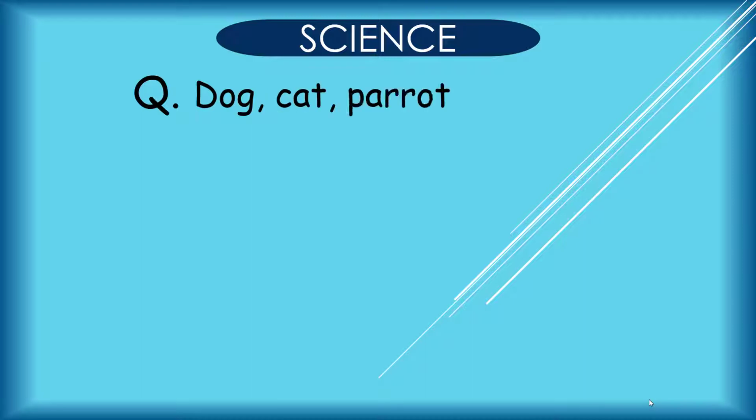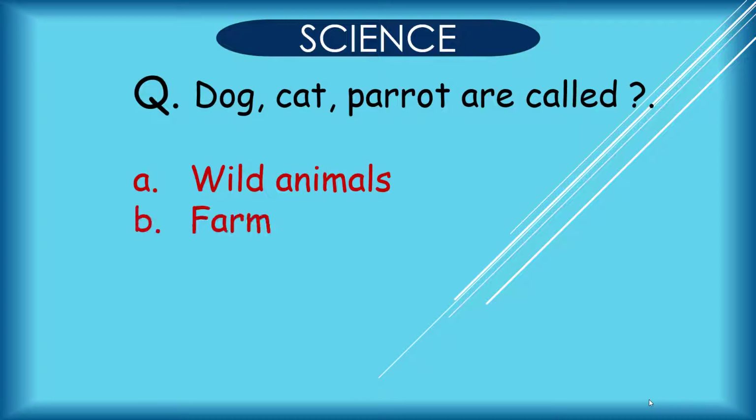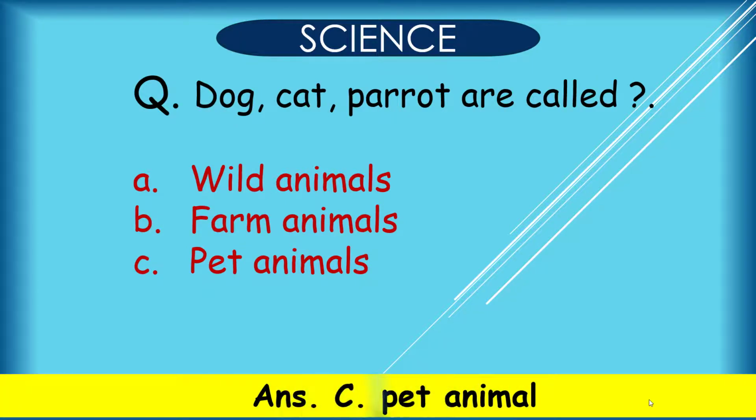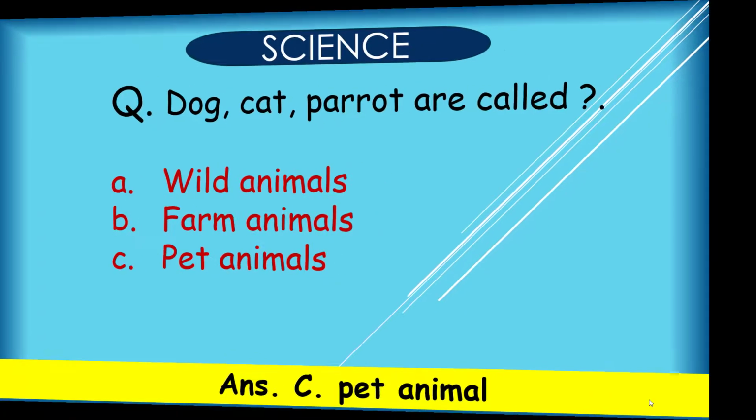Question: Dog, cat, parrot are called A. Wild animals, B. Farm animals, C. Pet animals. Correct answer is C. Pet animals.